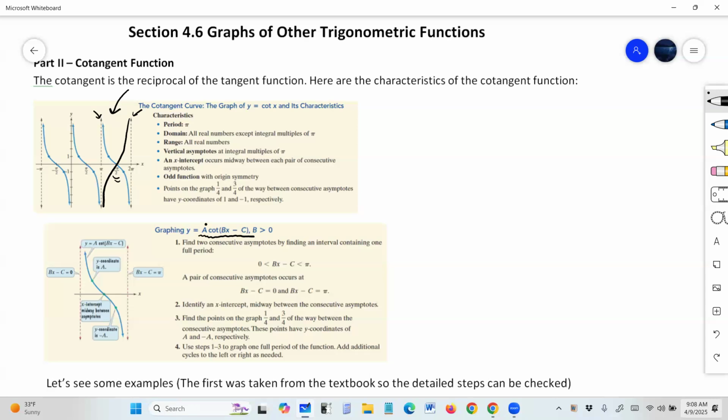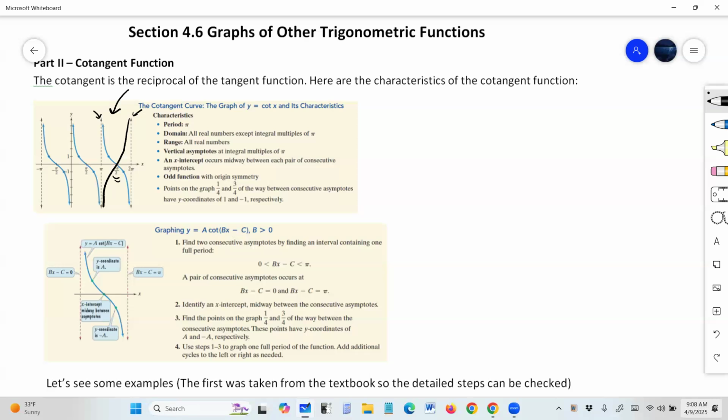The A represents either a stretch or a shrink. We're only interested in whether A is positive, then the cotangent will look like this, the regular cotangent. And if A is negative, it's a reflection. So the cotangent will look like that, which is almost identical to the tangent function. The only difference is that we're going to implement a slightly different approach to graph the cotangent.